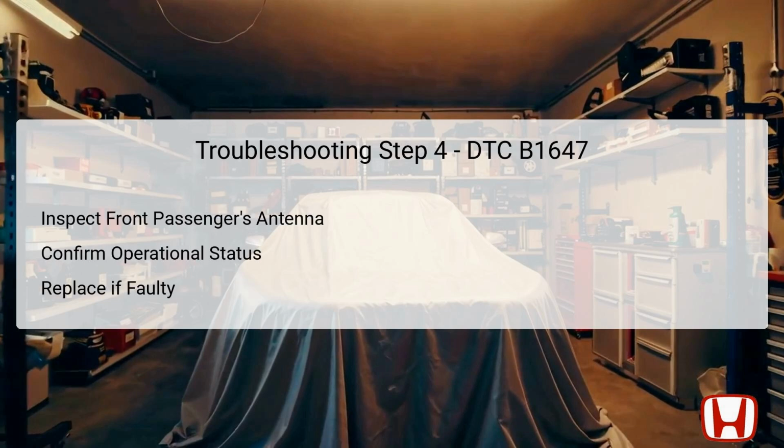Finally, if all previous inspections suggest normal conditions with the wiring and body control module, the last step is to inspect the front passenger's door LF antenna itself. This evaluation will confirm whether the antenna is causing the issue.